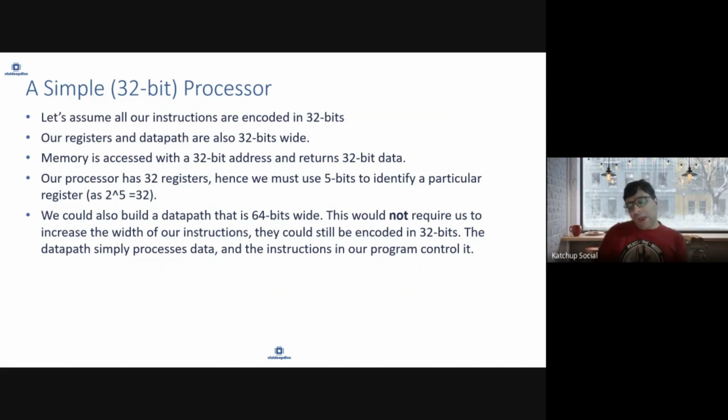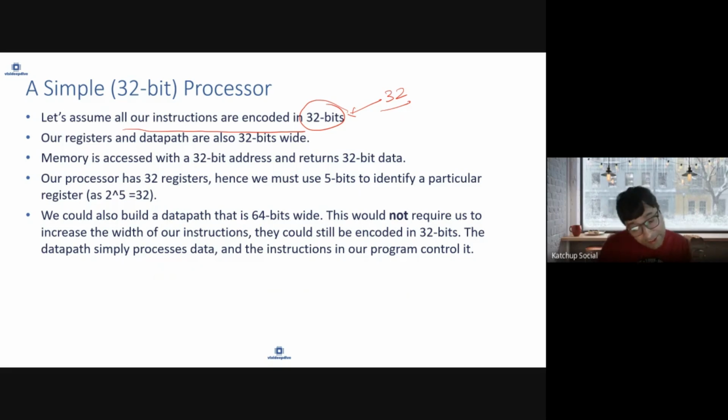Okay. So now let's go into basically designing a simple 32-bit processor. And it's going to do simple instructions, but we'll do it step by step. So we'll assume all our instructions are encoded in 32 bits. So basically, whatever instructions we are going to give to the CPU, whether you want to do add, subtract, or multiply, which two operands you want to use, all our instructions are coded in 32 bits.